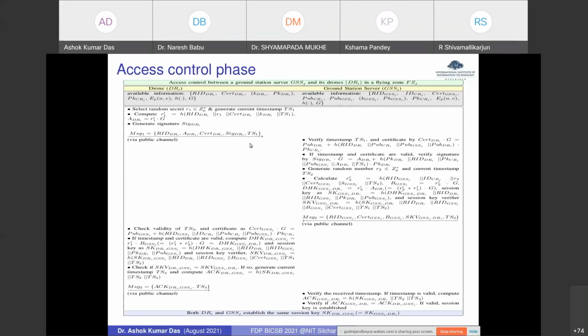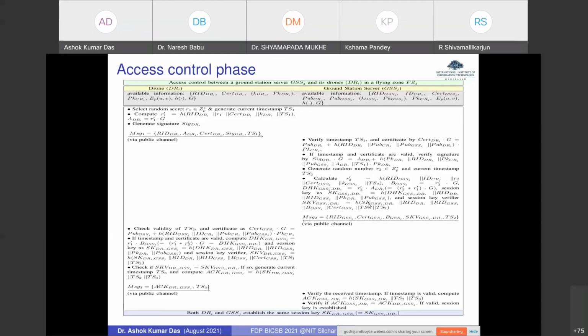So next, it will verify the certificates. If the certificate is valid, then it will verify the signature. If the signature is valid, then it will compute another random secret R2, temporary secrets. Using the temporary secrets and other permanent secrets, say the private key of the GSS, it will generate R2 prime, its corresponding public key, the Diffie-Hellman type key, then the session key between the GSS and DR will be generated here.